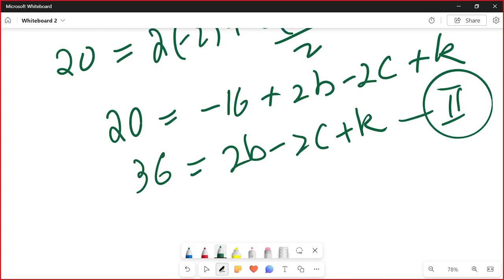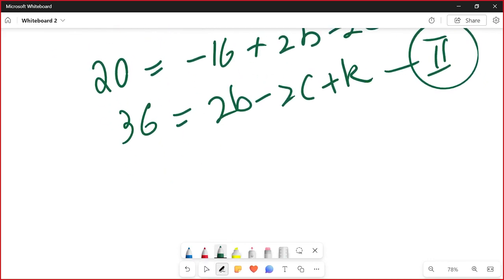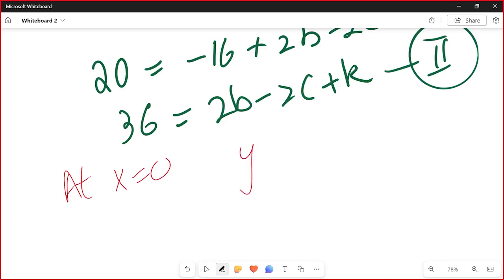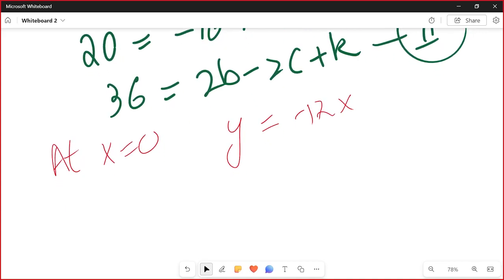It says the tangent to the curve at the point x is equal to 0 has equation y is equal to minus 12x. So now I take another line. At x is equal to 0, the tangent to the curve has the equation y is equal to minus 12x plus 0. So it means minus 12 is its slope, right?